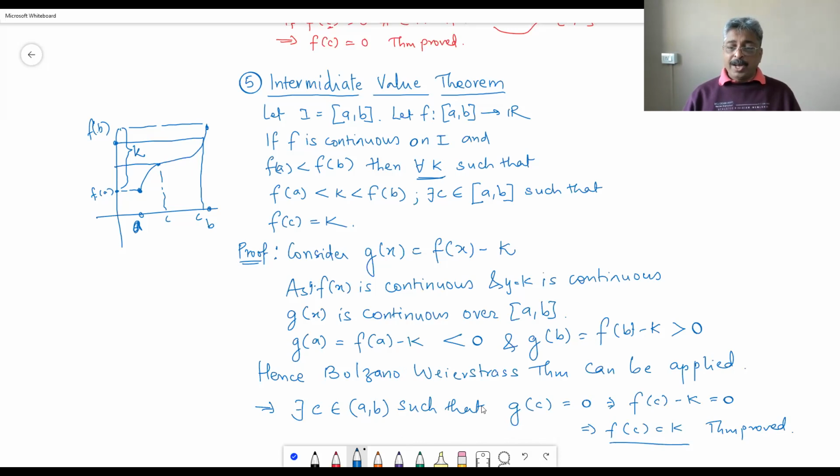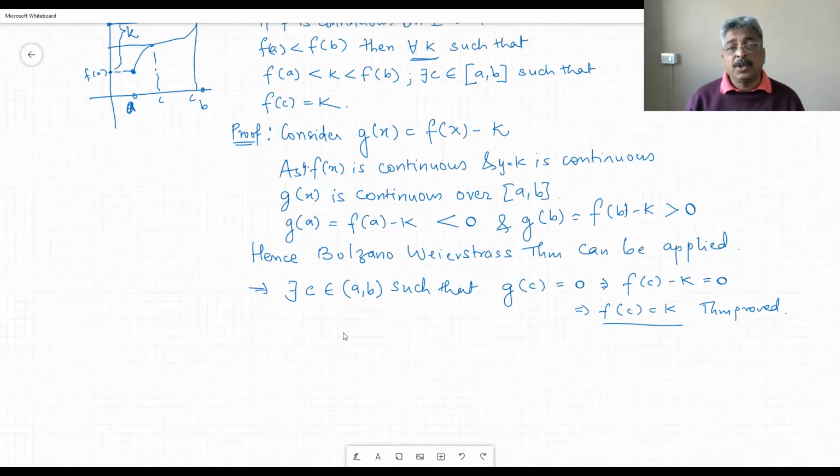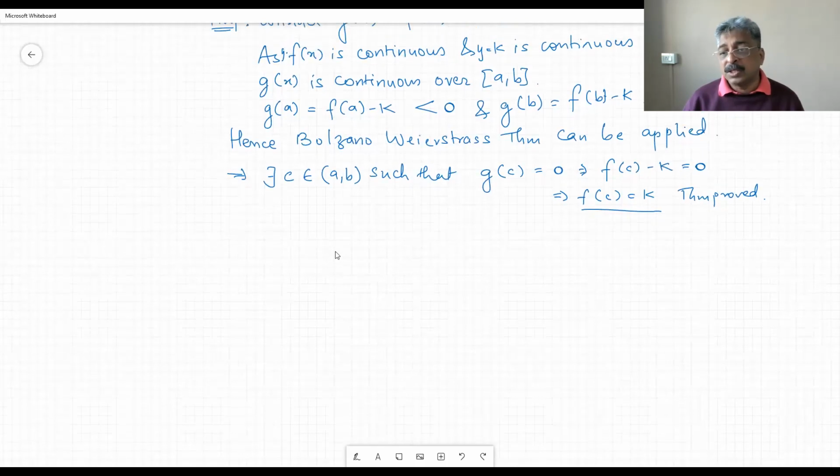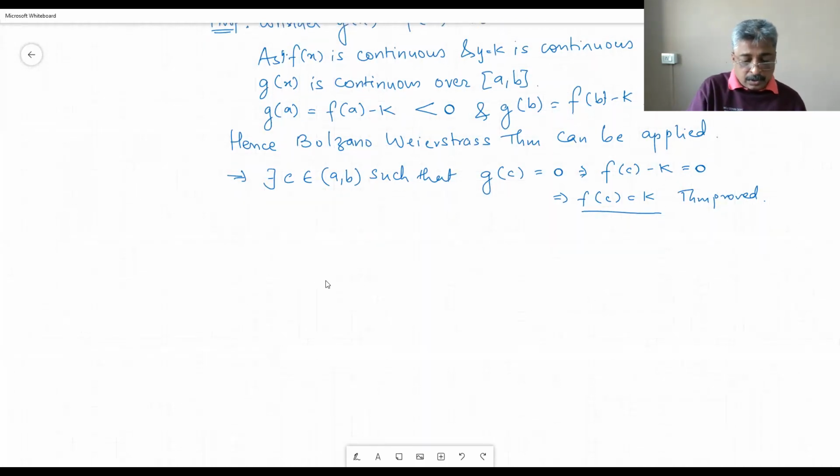These are simple ideas, but very, very useful eventually. Any doubt, difficulty, you can ask? Meanwhile, I go to the next concept.